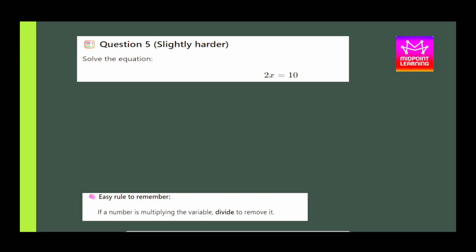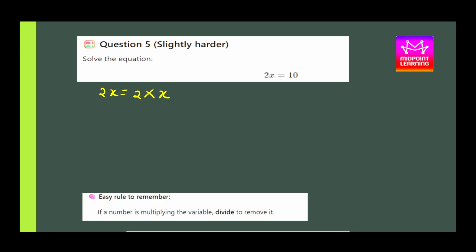Well, we have another question. We have to solve the equation 2x is equal to 10. So when we say 2x, what do we mean by that? 2x means 2 times x. It means 2 multiplied by x, right? 2 times x. So what do you think we need to do in this question?